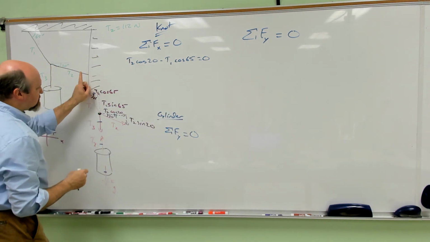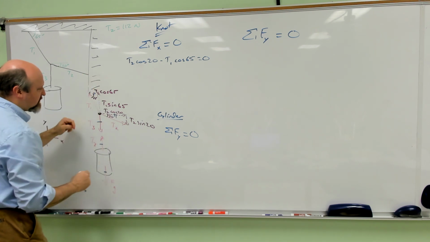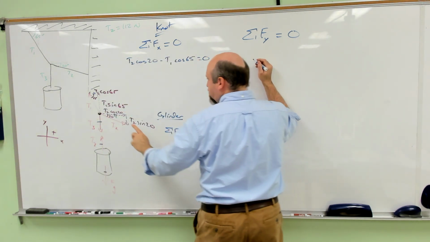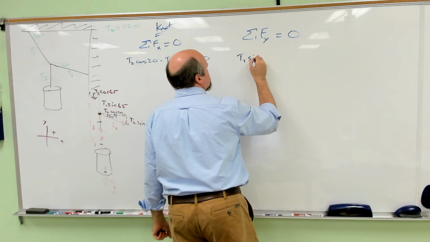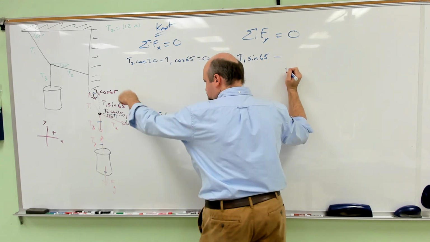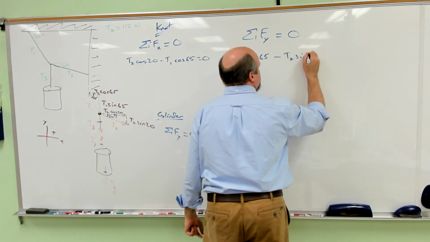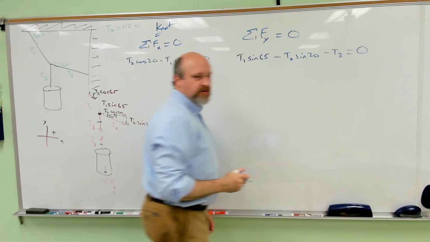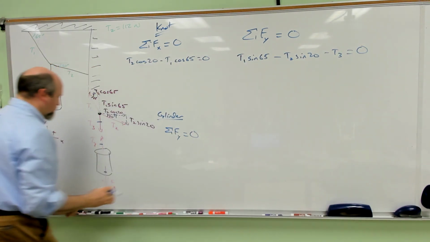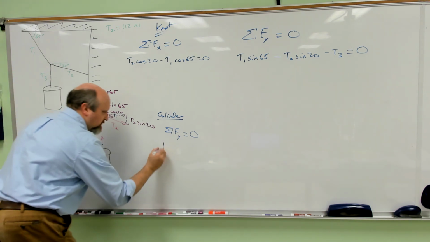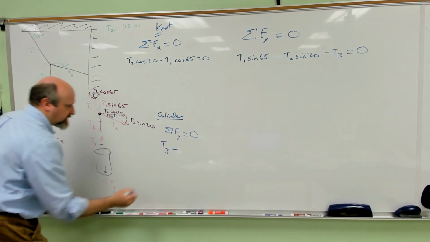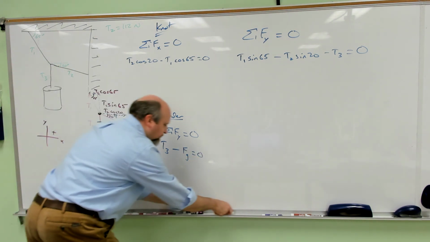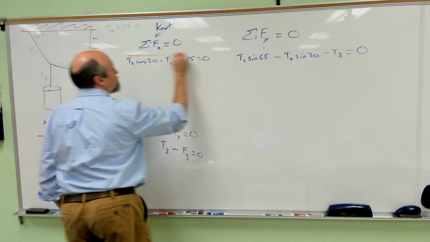Now do up and down forces for the knot. Going up, I've got T1 sine 65. Going down, I've got T2 sine 20 and T3. So forces up minus forces down: T1 sine 65 minus T2 sine 20 minus T3. Those should add to 0 because we're in equilibrium. Now the cylinder, up minus down: T3 minus FG equals 0. That's it. Those are our 3 sigma F equations for this problem.